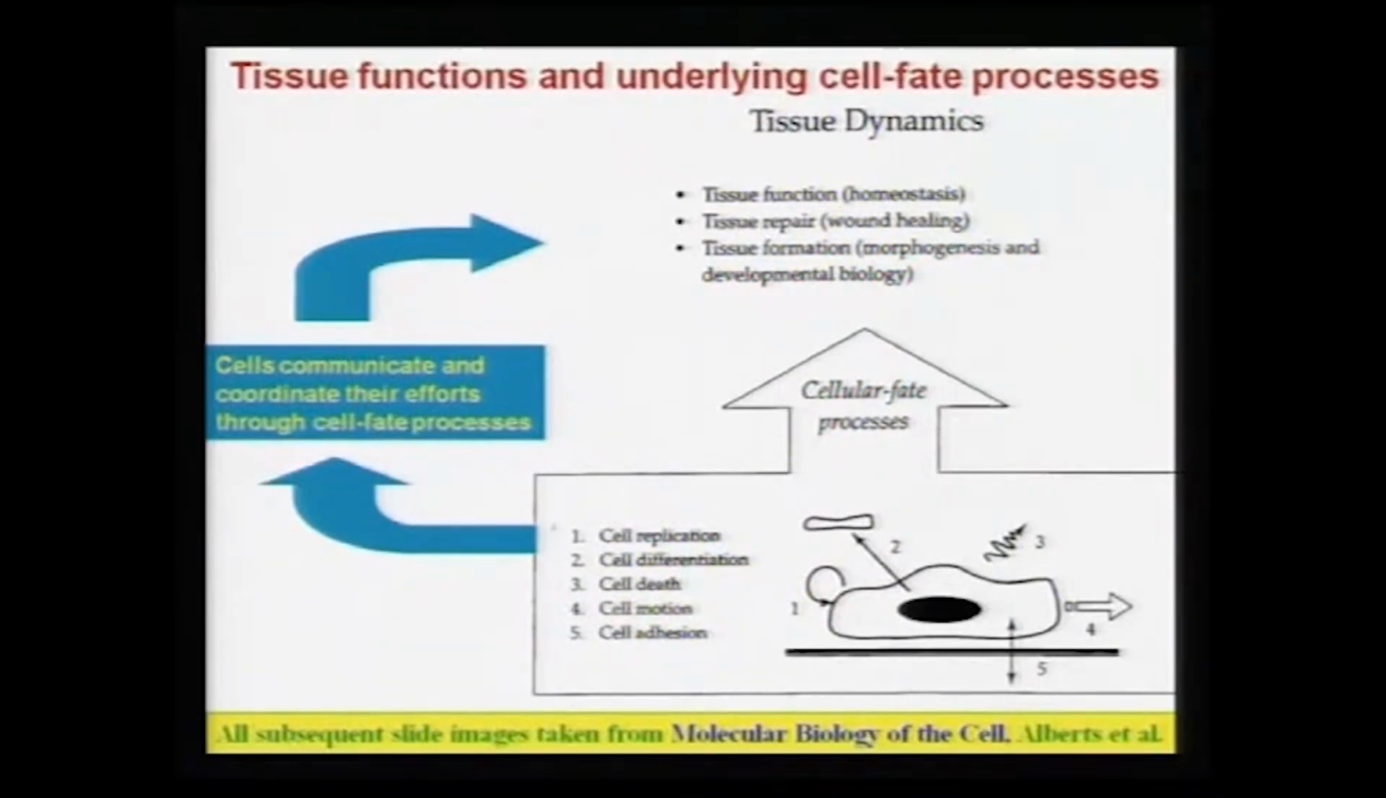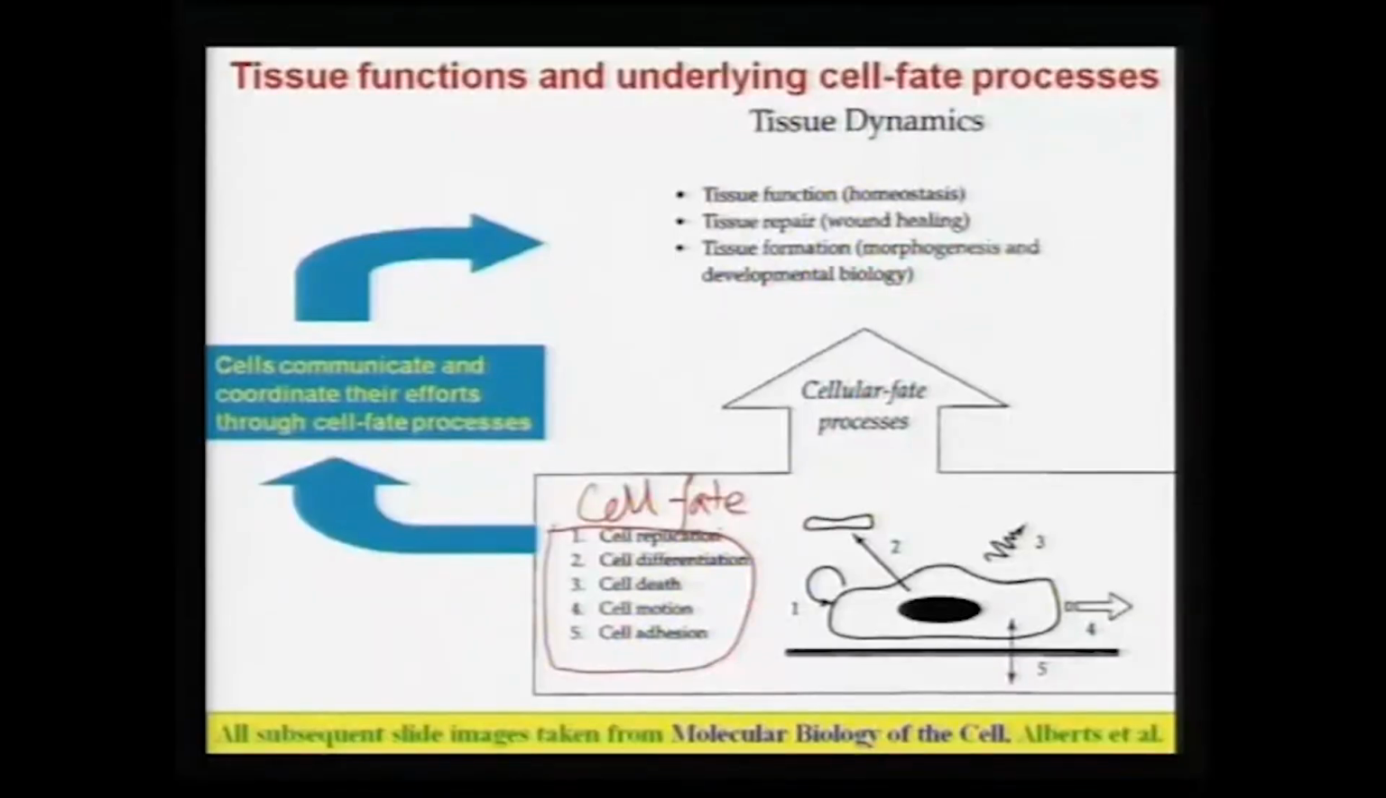Now, just a few minutes back I mentioned these cell fate processes: cell replication, that means cell division; cell differentiation, like different gene expression or different cell functionality; cell death processes like necrosis or apoptosis; cell motion, like cell motility; and cell adhesion. All these processes cannot take place unless a given cell receives signals from another cell. So, that is what is mentioned: cells communicate and coordinate their efforts. The outcome of all these cell communication processes is the cell fate processes.